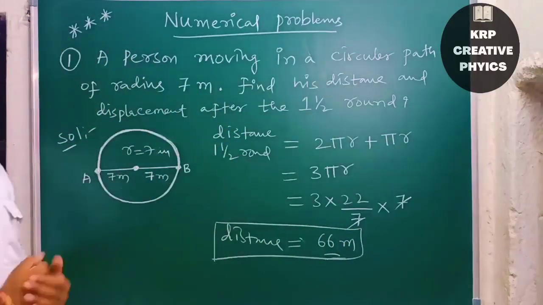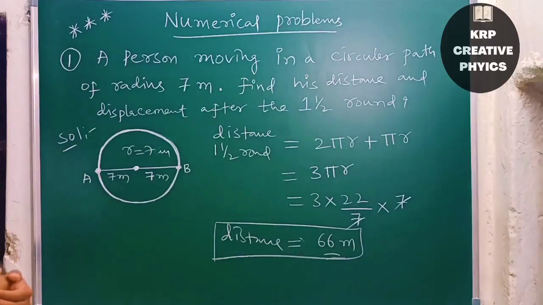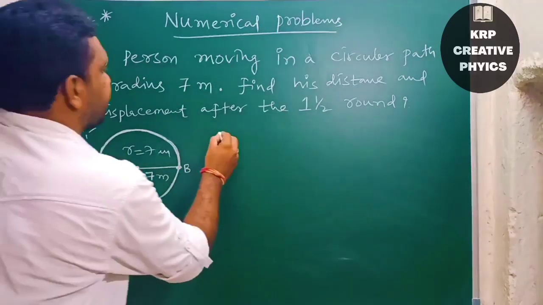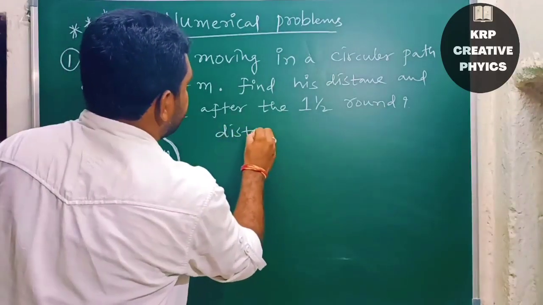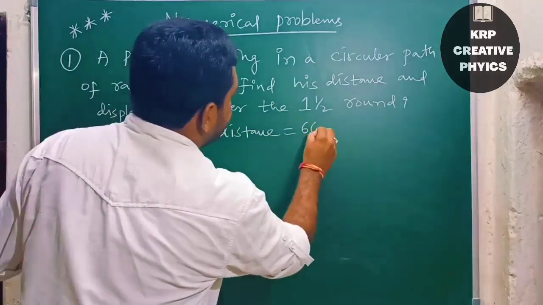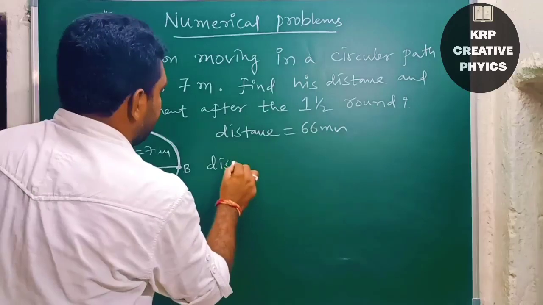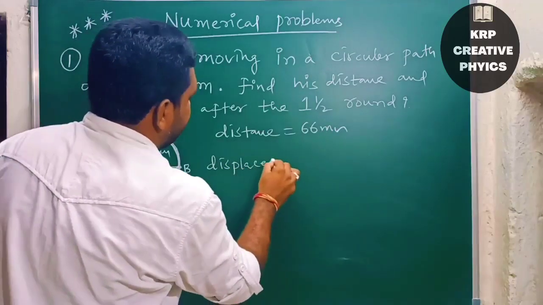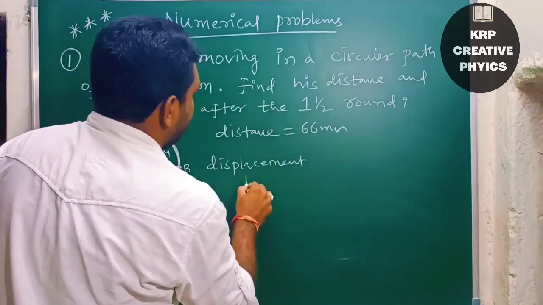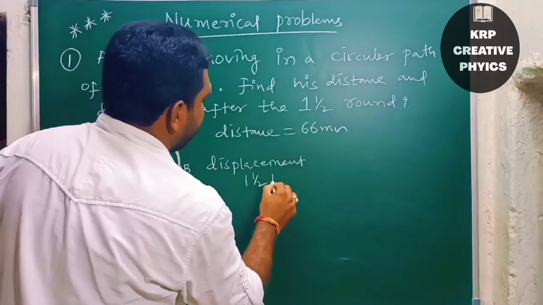In this way we can find the distance. It is very easy. And what about the displacement here? Let's move on to the displacement. How to find the displacement? Distance, we got, equals 66 meters. Now we need to find the displacement after the completion of 1.5 rounds.